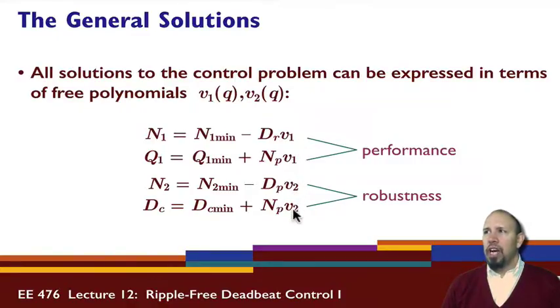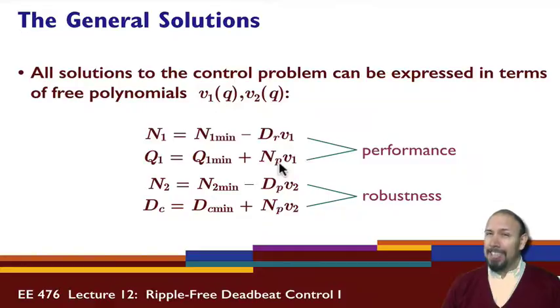Here I have a unique unknown that is v2. So by appropriate choice of v1, we can obtain performance. By appropriate choice of v2, we can obtain robustness. Now, how do I know that these are actually solutions?